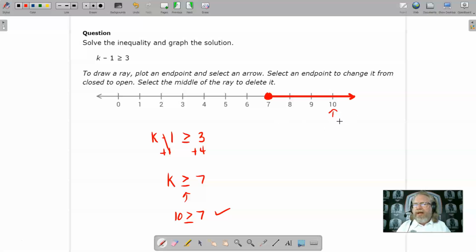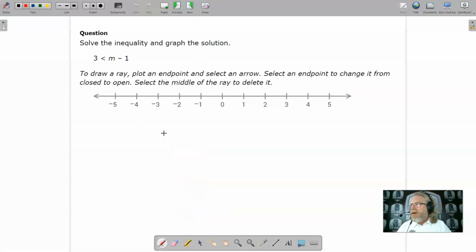From this point on, I'm going to stop checking those answers. But I just want you to know that you can always check and make sure that you got your graph going in the correct direction by grabbing one of those number values, plugging it in for the variable, and then seeing, does it make a true statement?